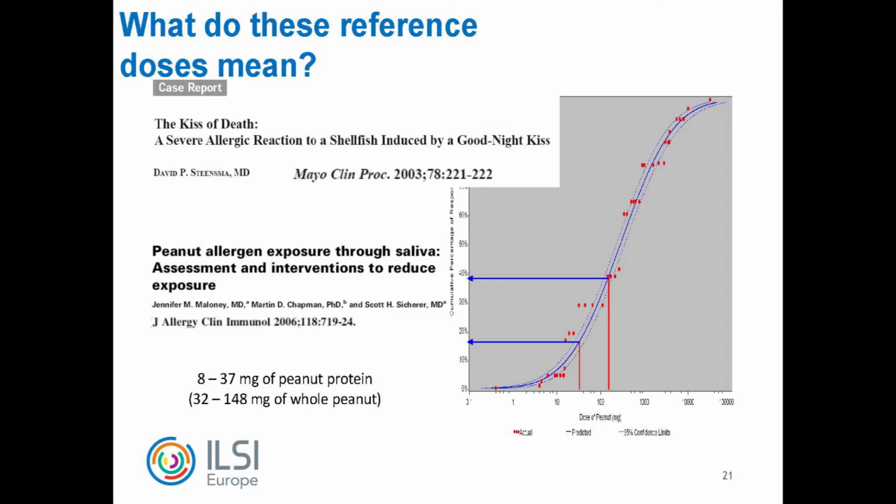That would mean that at the lower end, that would correspond to a dose which would provoke reactions in 18% of people with peanut allergy, or at the higher end, 39%.